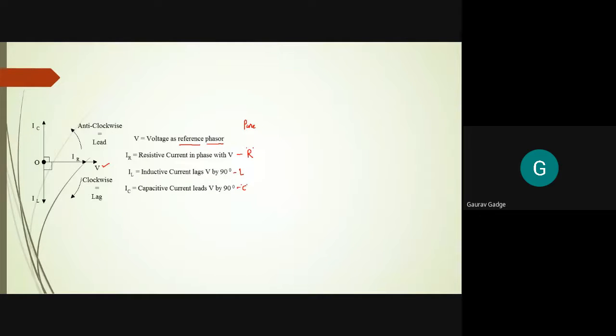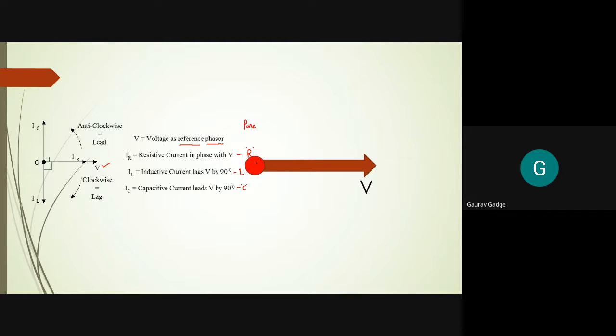Now, how did we get this particular phasor diagram? For that I want to show you the animation. Let us start with this. Consider a point, that is the center, and this first phasor is the voltage phasor, that is the reference phasor, and that reference phasor is plotted on the y-axis.